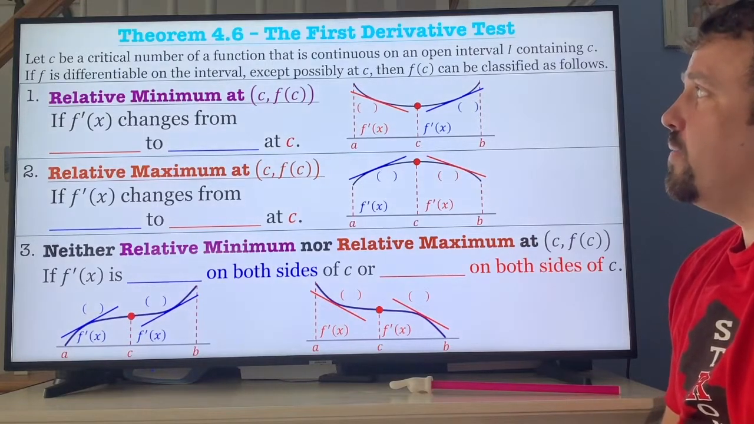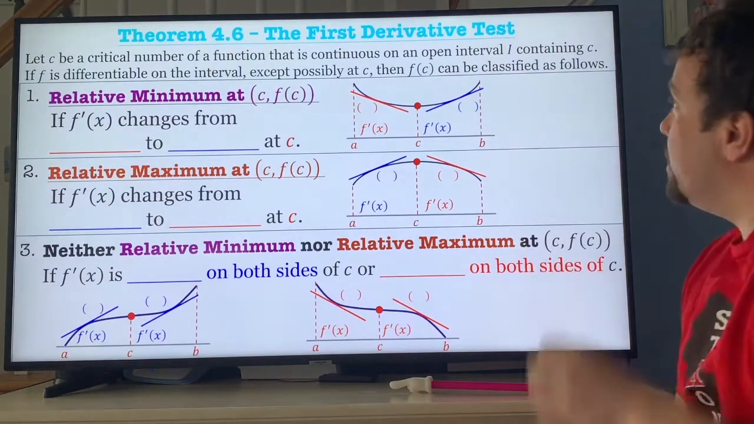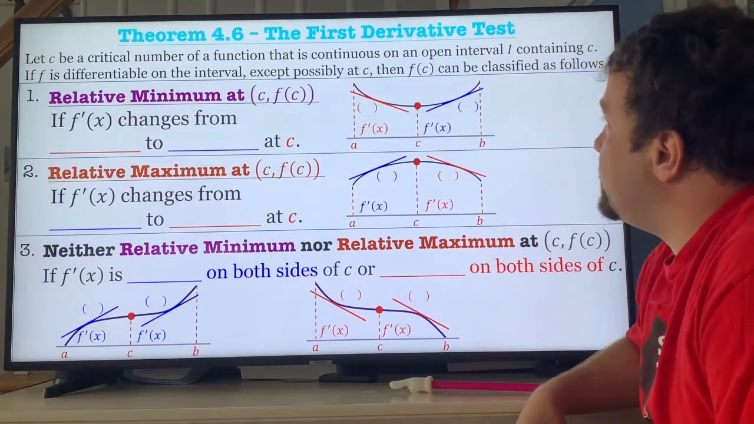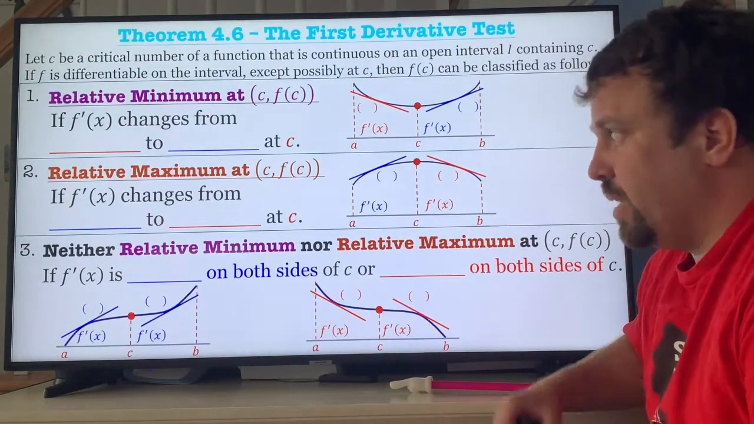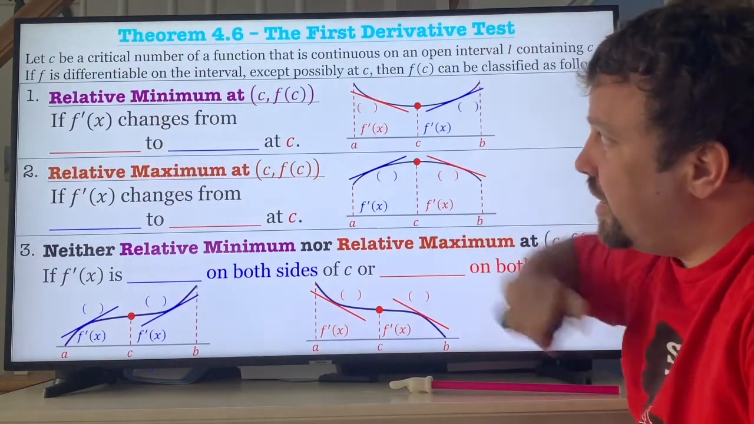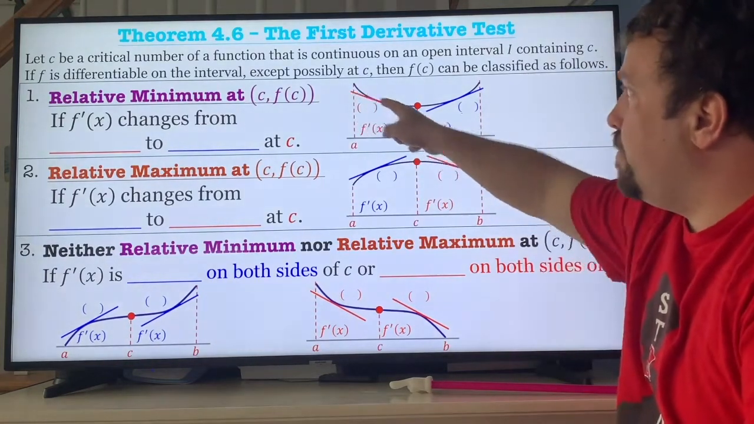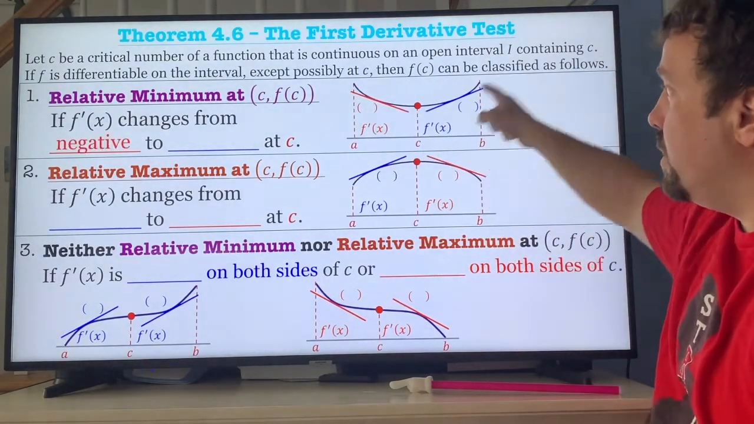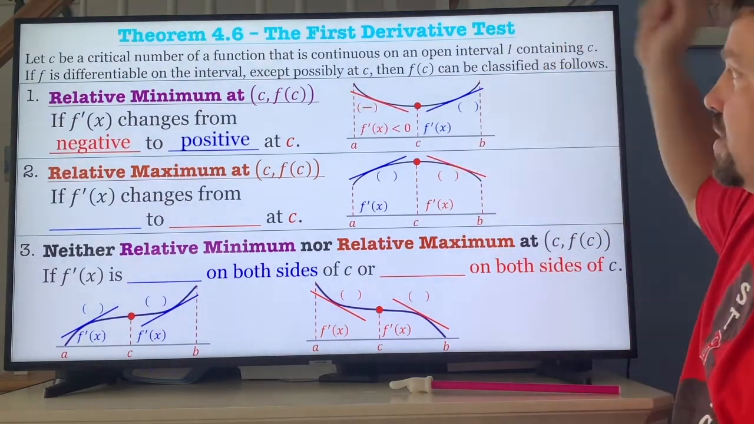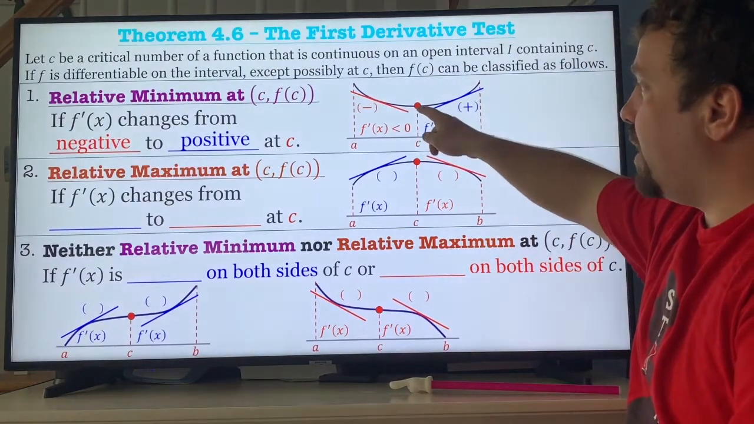So let's look at this, theorem 4.6, the first derivative test. Let C be a critical number of a function that is continuous on an open interval I containing C. If f is differentiable on that interval except possibly at C, then f of C can be classified as the following. First derivative test tells you 3 things. Number 1, is it a relative minimum? That's if f prime of x changes from negative to positive. Negative slopes go down, positive slopes go up. So if you go from a negative slope to a positive slope, you have a minimum.